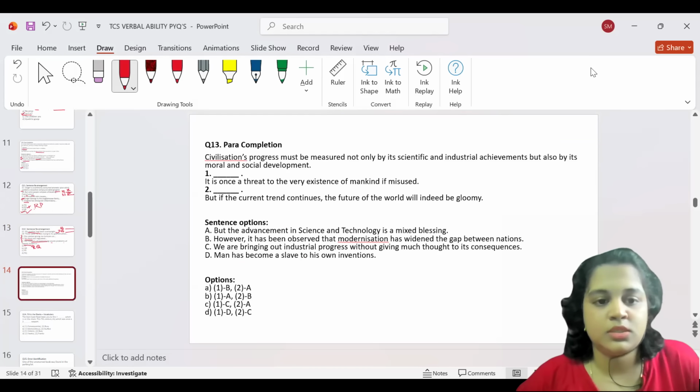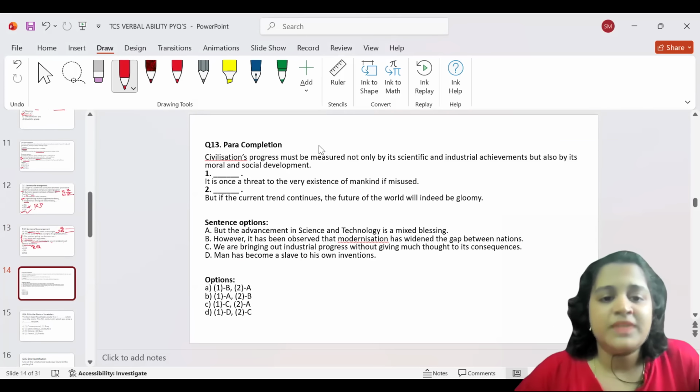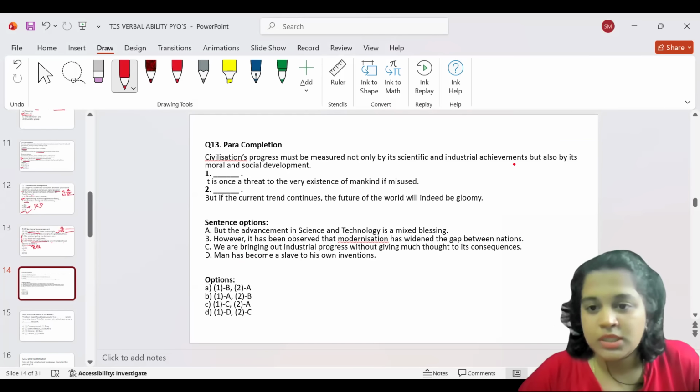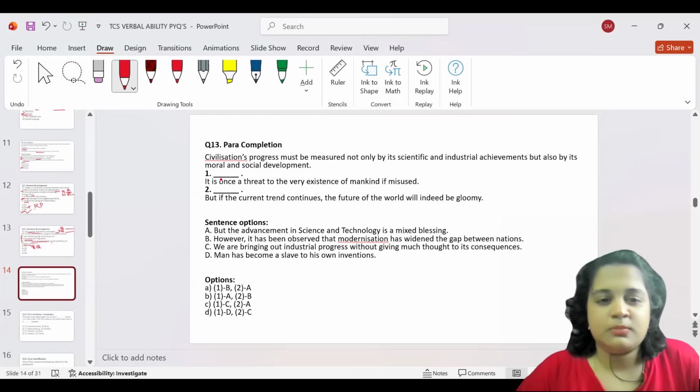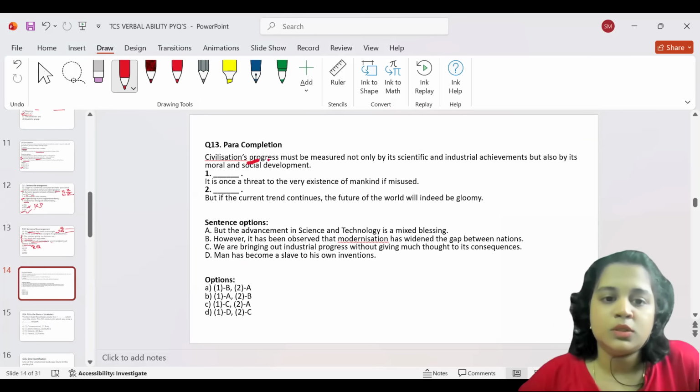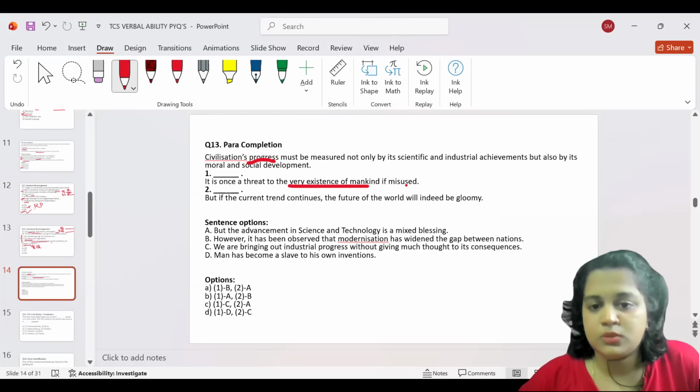Let us go to the next one. This is paragraph completion, again another interesting question. Let us read it. Civilization's progress must be measured not only by its scientific and industrial achievements, but also by its moral and social development. So we're talking about civilization's progress. That is, one's a threat to the very existence of mankind if misused. But if the current trend continues, the future of the world will indeed be gloomy.